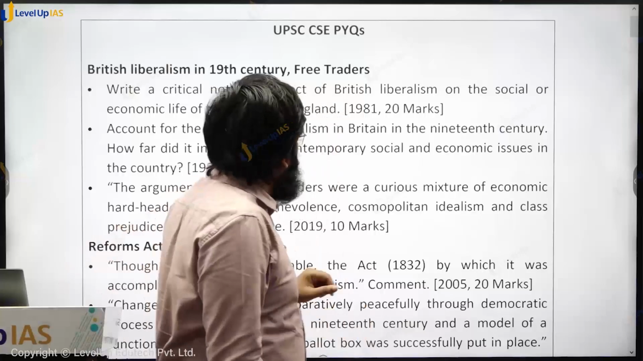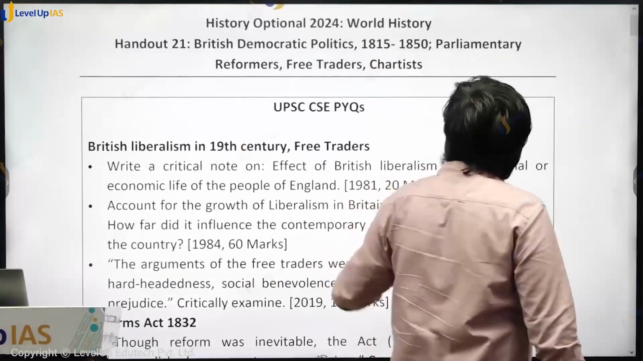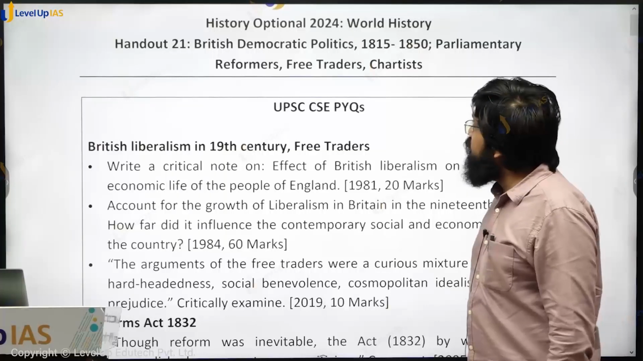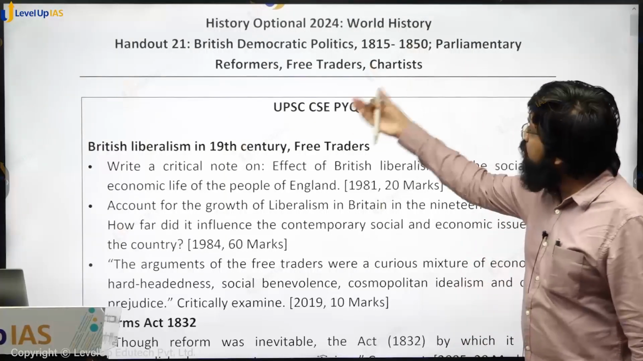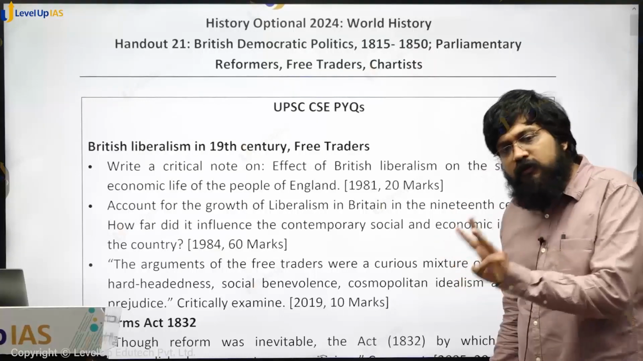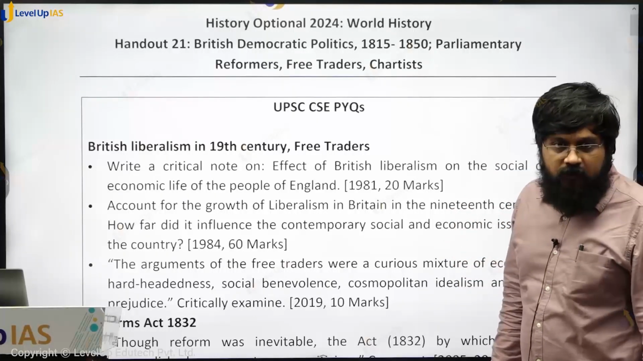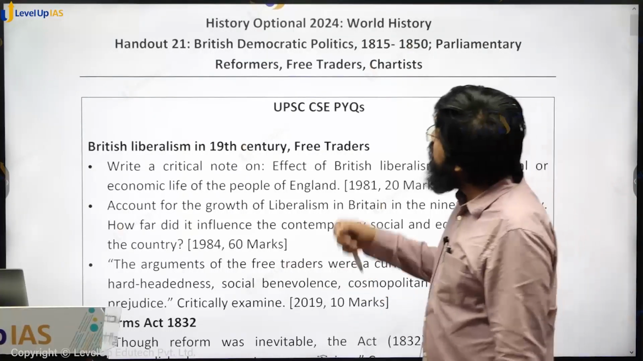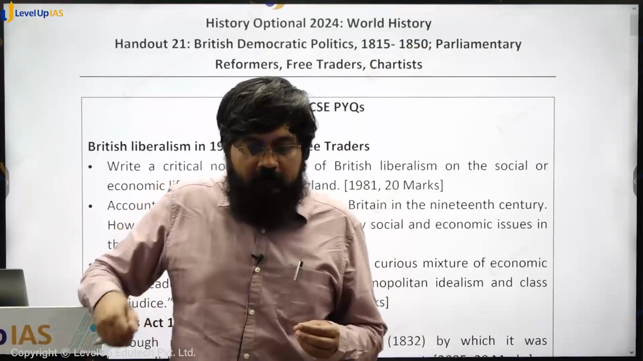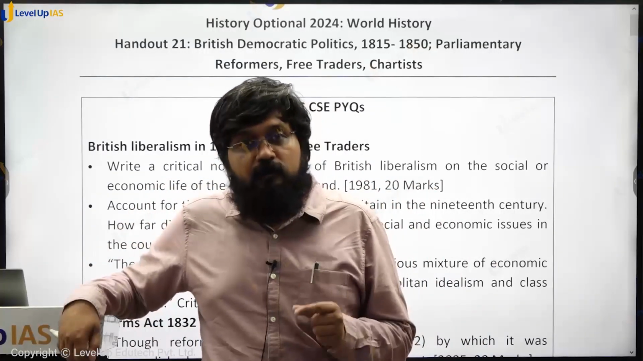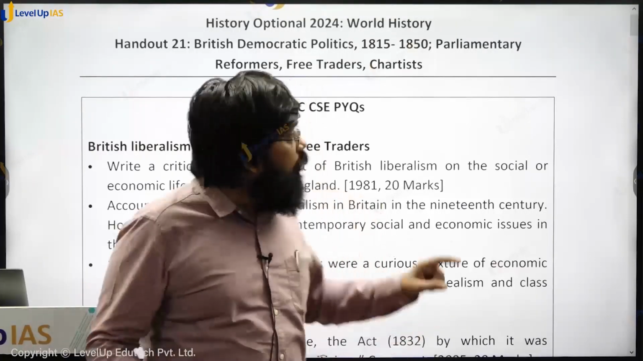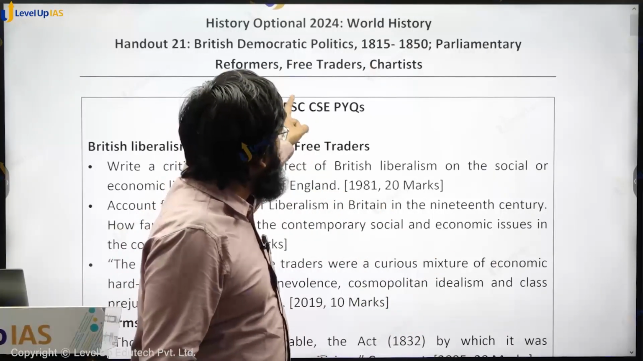Now this chapter actually is supposedly a very big chapter. British democratic politics of 1815 and 1850. We have parliamentary reforms, free traders, and chartists. So they have specifically mentioned 3 topics. Because if I start studying the British politics of 1815 to 1850, what strikes my mind as a student of history is the absence of one important keyword which underlies all these 3: parliamentary reformer, free trader, and chartist.